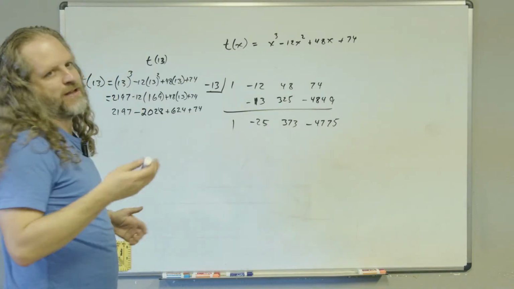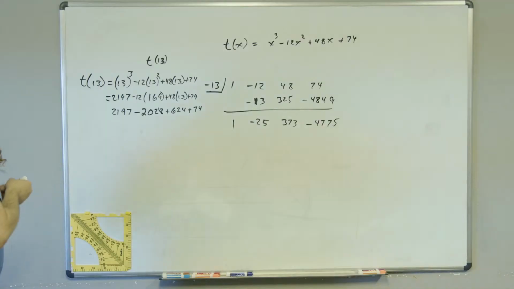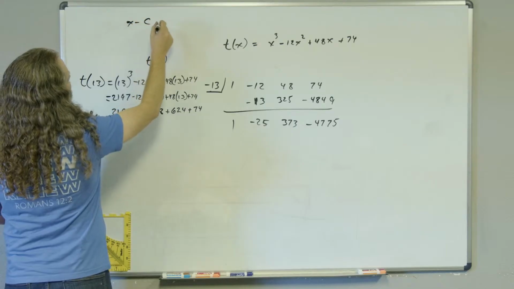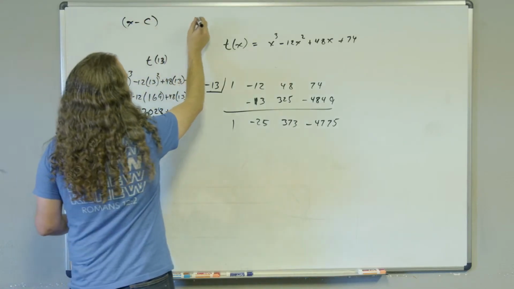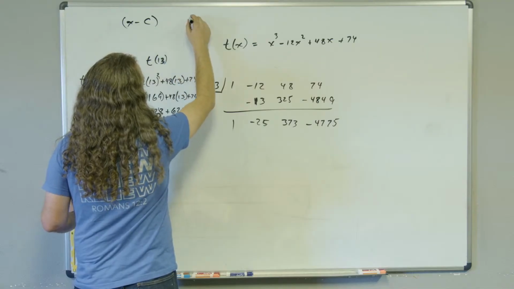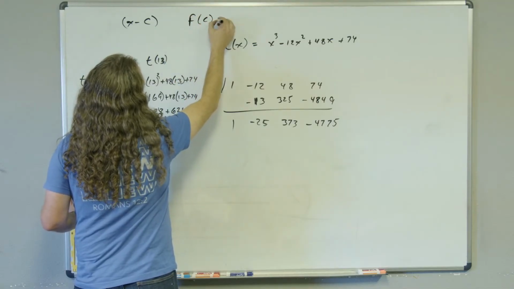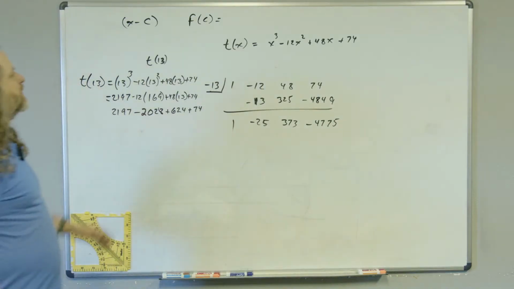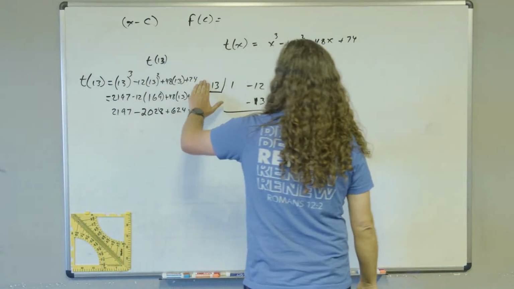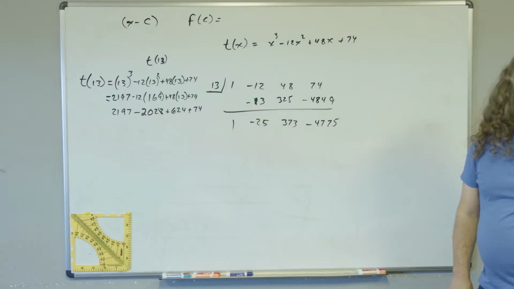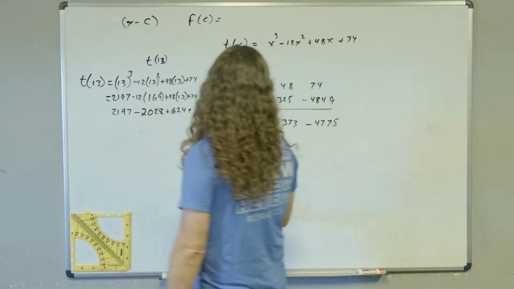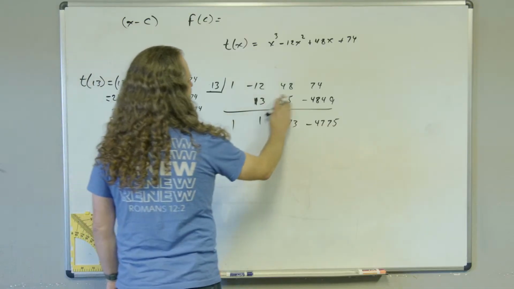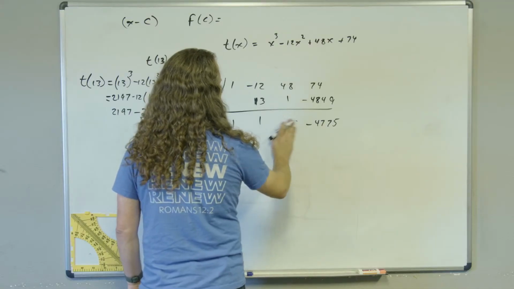This is what I get for trying to explain things out loud instead of just writing them down. If we divide by x minus c, the remainder will be f of c. What do we notice? C is just that, so this should be 13, not negative 13. That causes issues. Okay, let's try again. I should have said something about that.